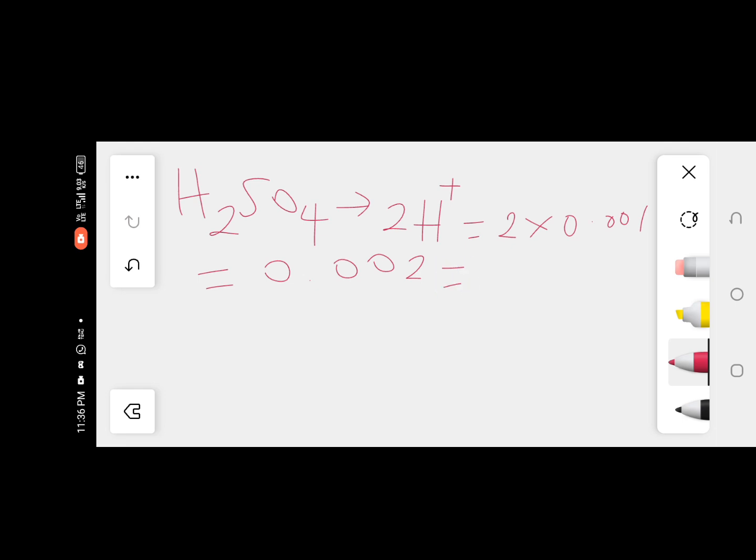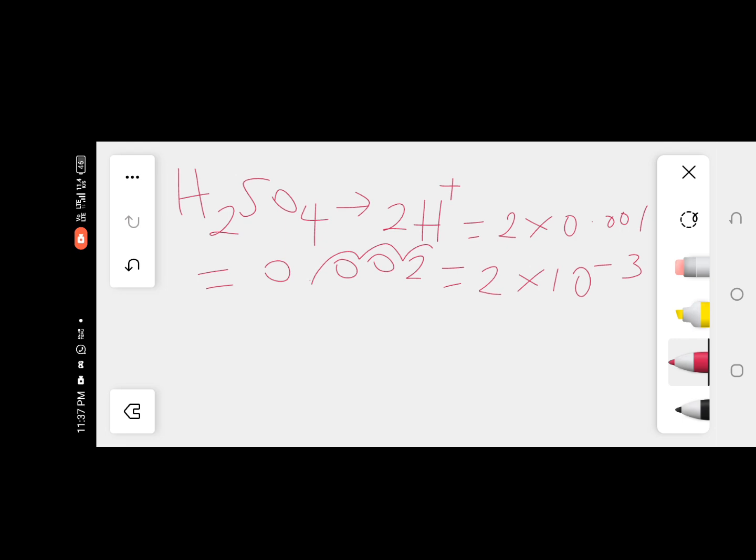So you also write that in standard form like I've taught you. So you move this decimal forward 1, 2, 3. So that becomes 2 times 10 raised to power minus 3. So you now calculate your minus log of this value.